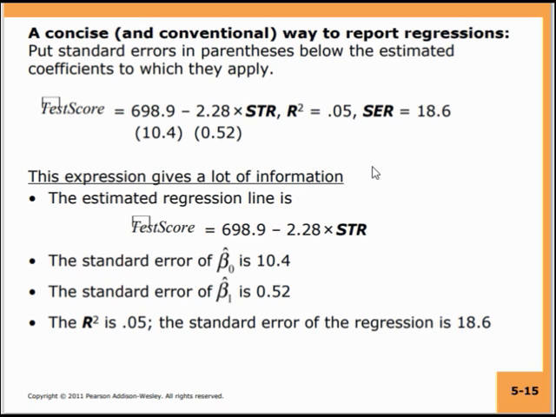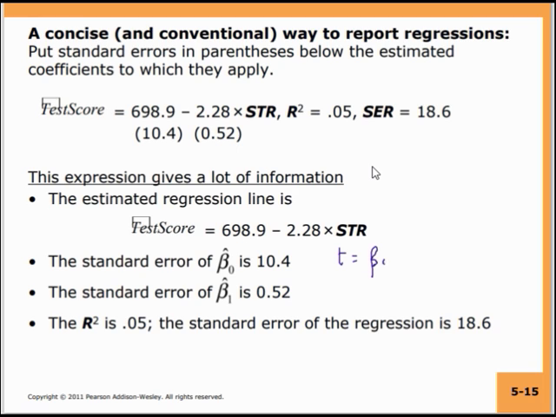The estimated regression line is test score equals 698.9 minus 2.28 into STR. The standard error of beta 0 hat is 10.4. The standard error of beta 1 hat is 0.52. Using this data, you can calculate t-statistics. The t-statistic for beta 0 hat is equal to beta 0 hat minus the hypothesized value divided by the standard error of beta 0 hat, and the t-statistic for beta 1 hat is equal to beta 1 hat minus the hypothesized value divided by the standard error of beta 1 hat.